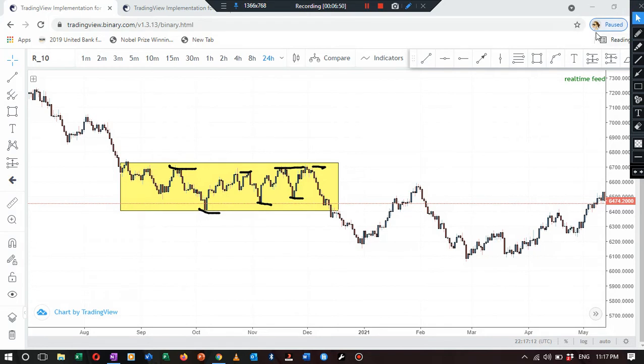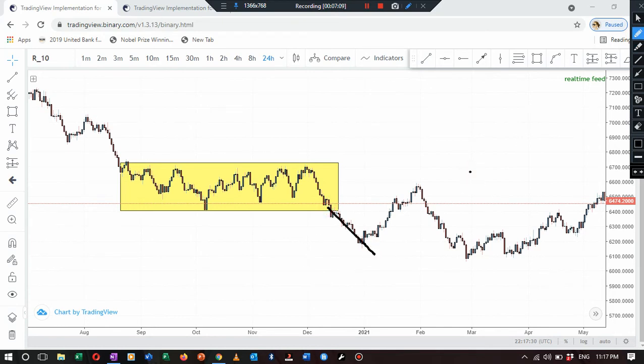But if you are a newbie and you're not so conversant with trading range markets, all I can suggest is that you avoid it completely until the market gives you a breakout, like in this case.